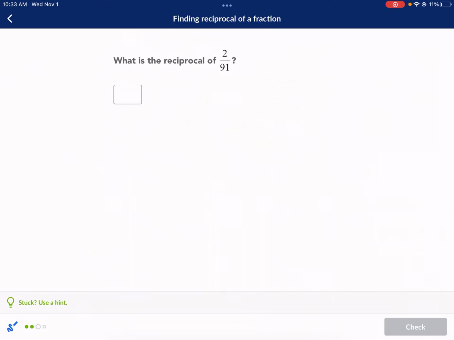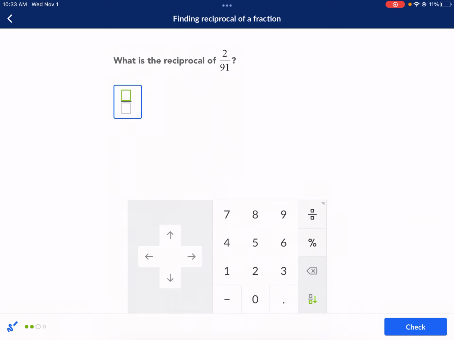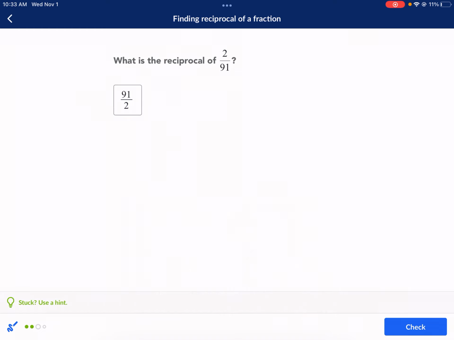Reciprocal of 2 over 91. This one's going to be easy because it is just going to be 91 over 2. We just have to flip them, and we're done with that. Like I said, once you understand it, it's pretty quick.